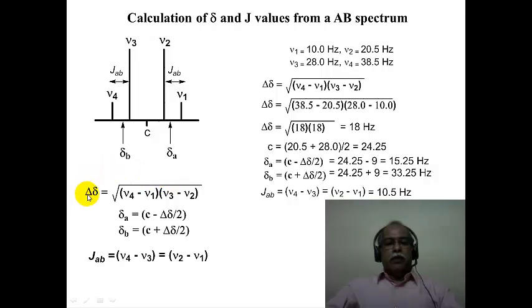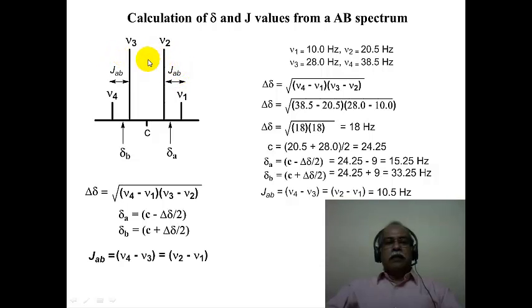Now, there is a simple expression which relates the difference in the chemical shift value. That is, if this is a delta A and this is a delta B value, the difference in the chemical shift value is represented by delta delta. It is simply given by the expression, square root of (u4 minus u1) multiplied by (u3 minus u2). So, from this one can actually calculate the difference in the chemical shift value.